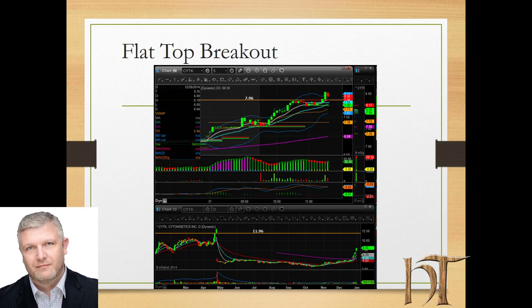This stock also happened to have a very strong daily chart. There was no resistance nearby, but it wasn't going because it had a strong daily chart. It was going because it had a news catalyst.